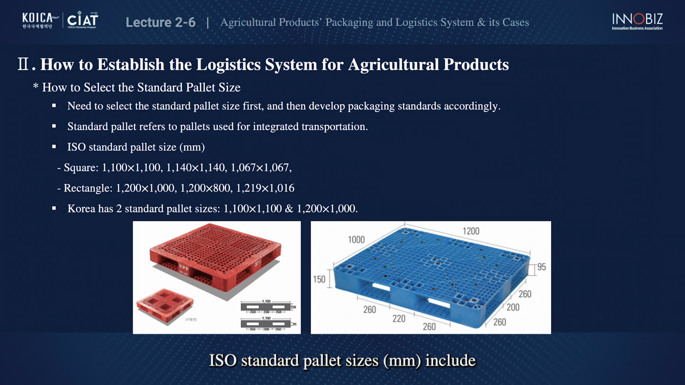ISO standard pallet sizes include 1100, 1100, 1040, 140, and 167 for square-shaped pallets, and 1200, 1000, 1200, 800, and 1219, 1016 for rectangle-shaped pallets.